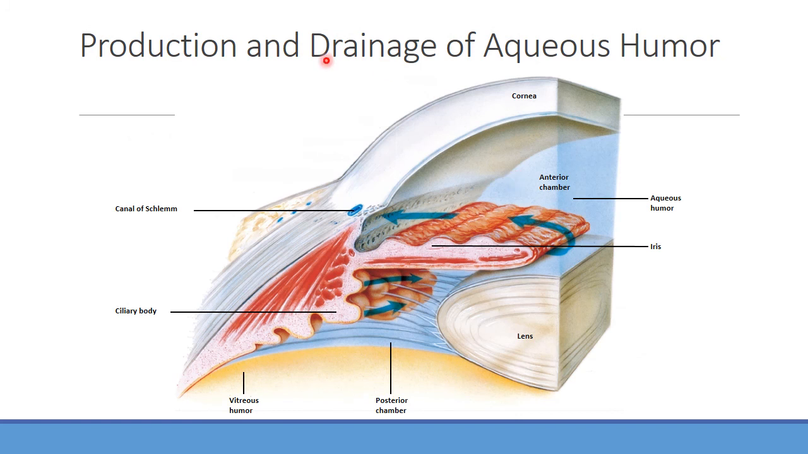Okay. Again, just another picture showing the ciliary body, how it's producing the humor, coming through here over the iris and then into that canal of Schlemm, where it can be reabsorbed into the central circulation.